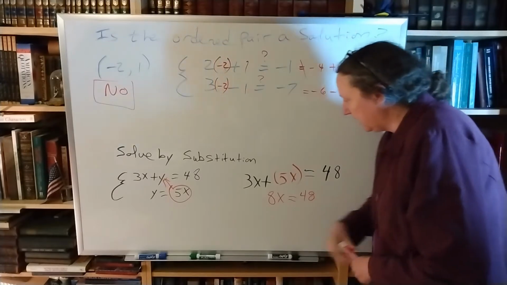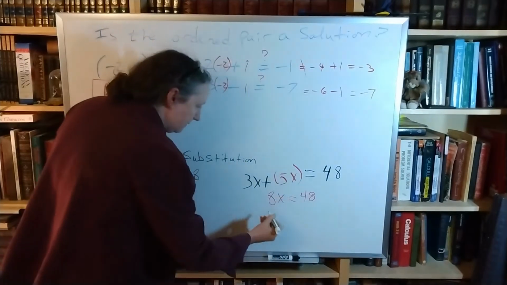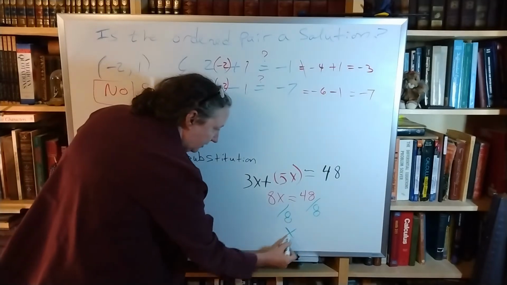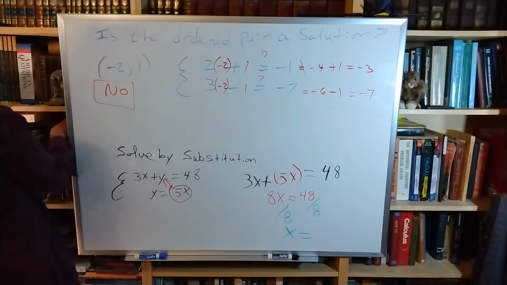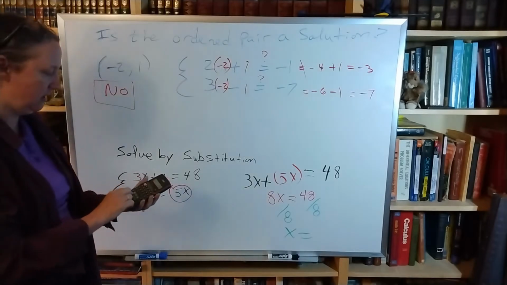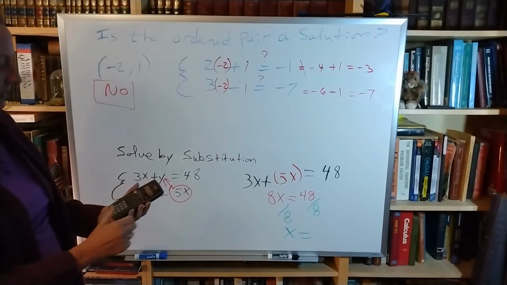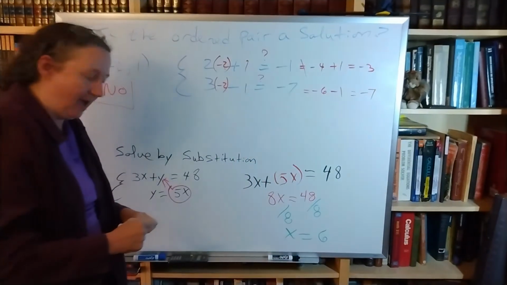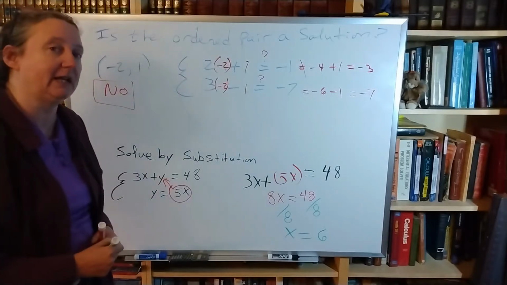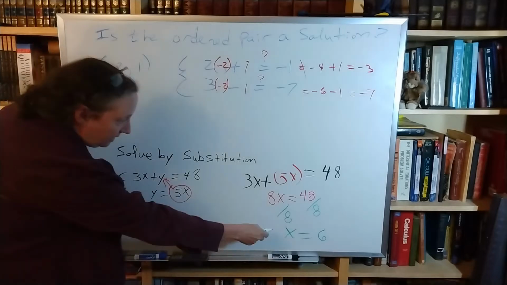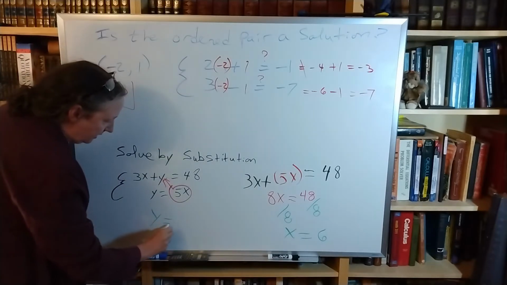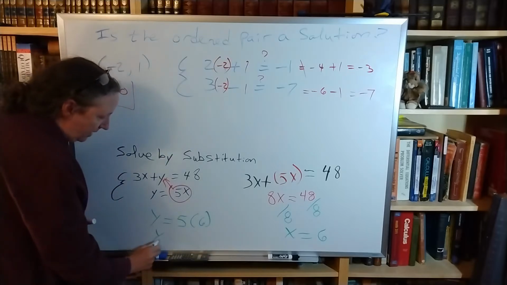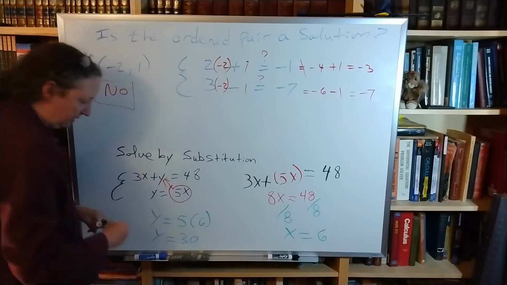So I'm dividing the 8 out of that. I need my calculator for this, and I get x is. Grab my calculator, turn it on. 48 divided by 8 is 6. So I have x is 6. I'm halfway done. I still have to find out what is y. So I take that x equals 6 and I say y is 5 times 6. So y is 30.